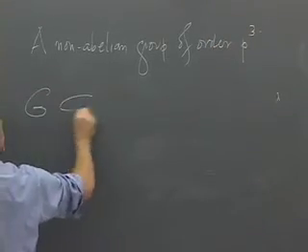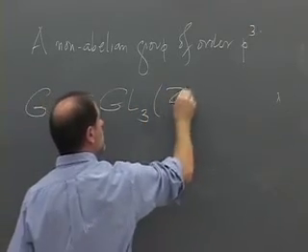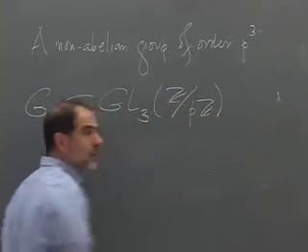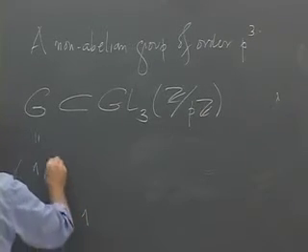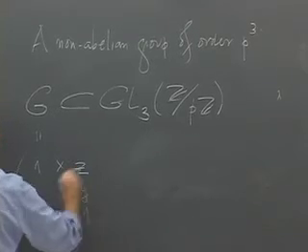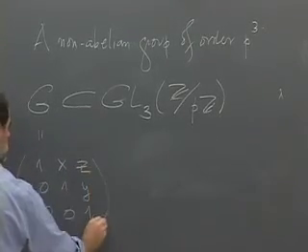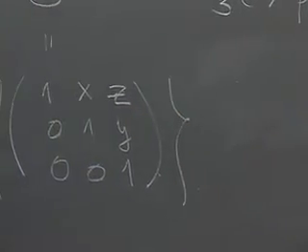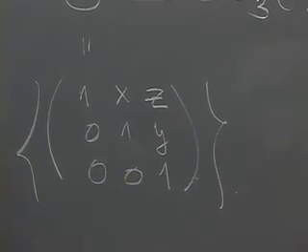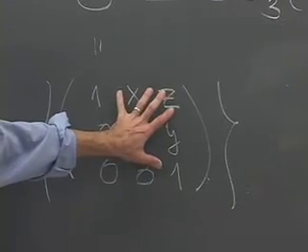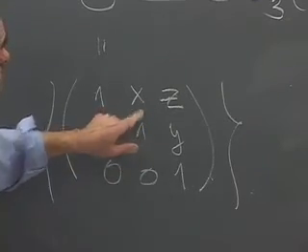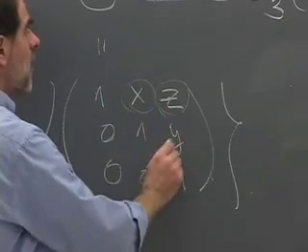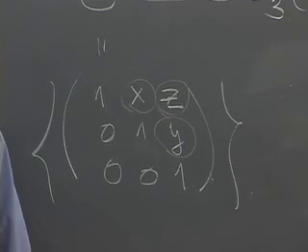Take G, a subgroup of GL3 of p. See, it's so useful now that we have these matrix groups. And it's the group consisting of the matrices that look like this. I claim that's a subgroup because if you multiply matrices like this, you get another one. It's closed under multiplication and inversion. It has clearly order p cubed because you have p choices for x, p choices for y, and p choices for z. And you can check by multiplication it's non-abelian.